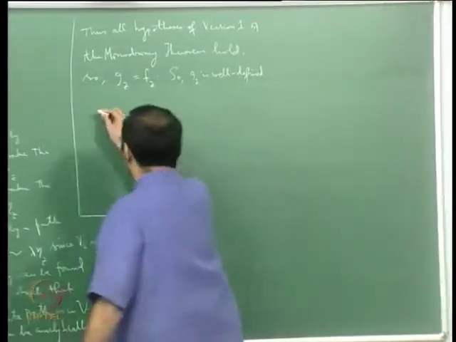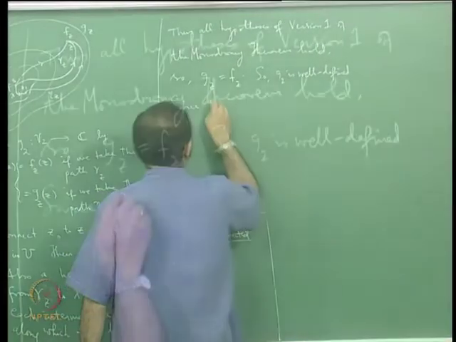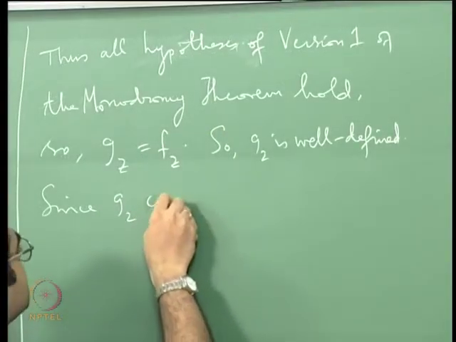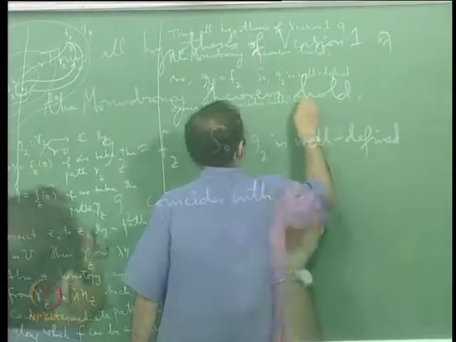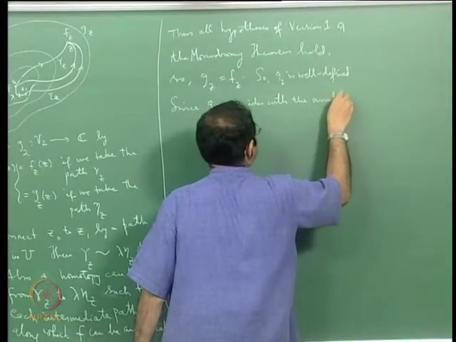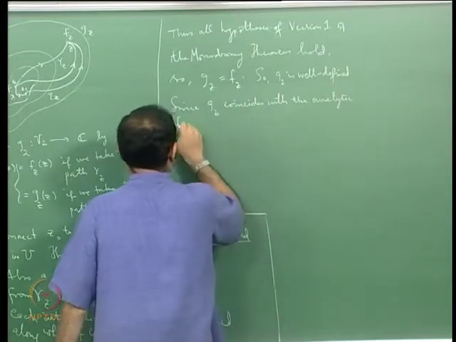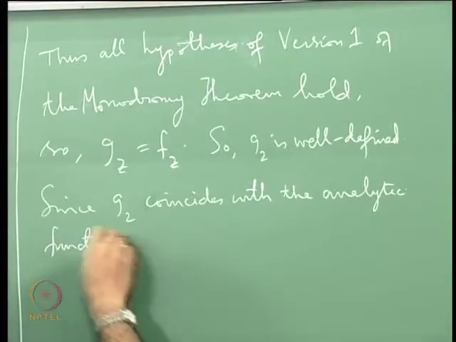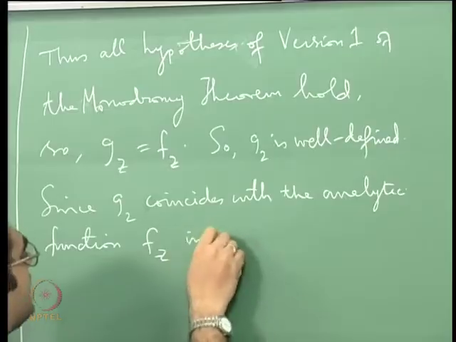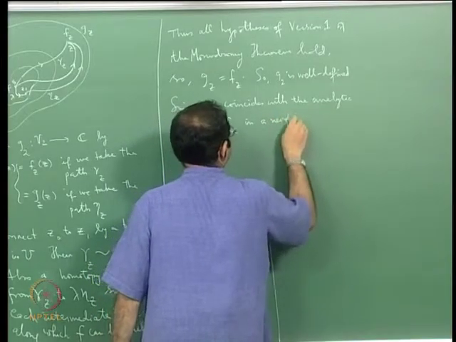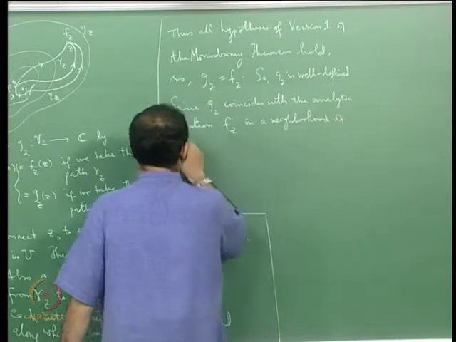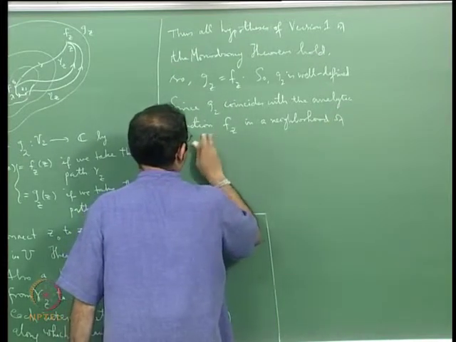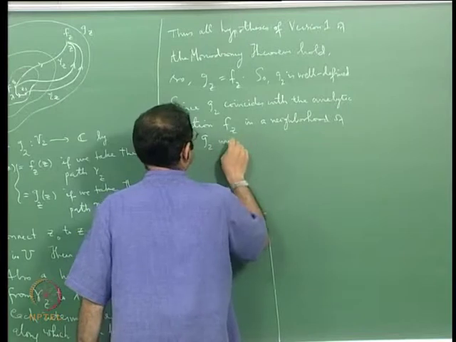So let me write that. Since G2 coincides with the analytic function Fz in a neighborhood of Z, G2 will be analytic.